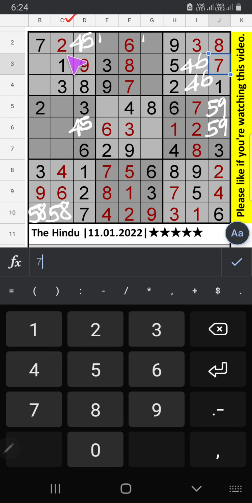Column C we have 1, so 1 can't come in this cell, then 1 is confirmed here. Column E we have 1, so 1 can't come in this cell, then 1 is confirmed here. Column E only one number is remaining, 5 is confirmed here. Since 5 is here, 5 can't come in this cell, 5 is confirmed here, then 4 is here.